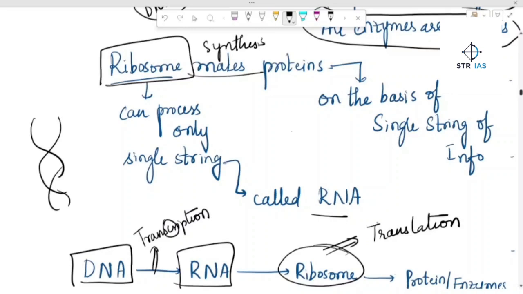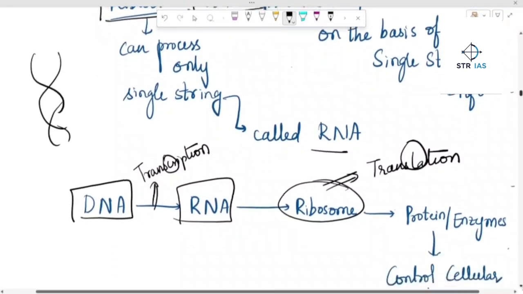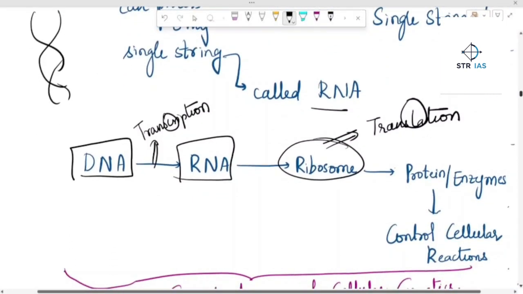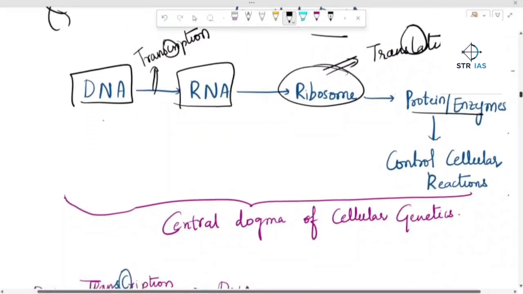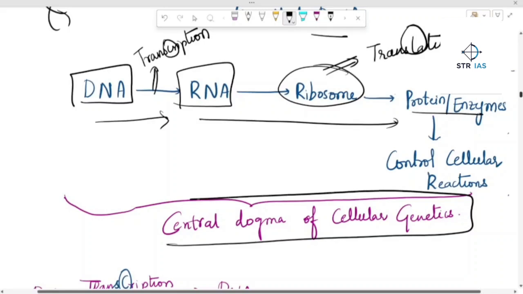C comes first, L comes later. DNA to RNA is transcription. RNA to proteins will be done by ribosomes. Ribosomes can synthesize only a single string, or single structure, called RNA. This process is called translation, and these proteins or enzymes will be controlling all the cellular reactions. DNA to RNA, and RNA to protein, is called the central dogma of cellular genetics.